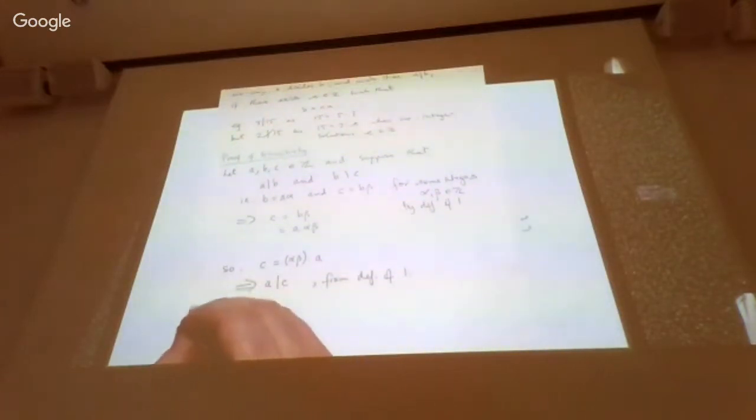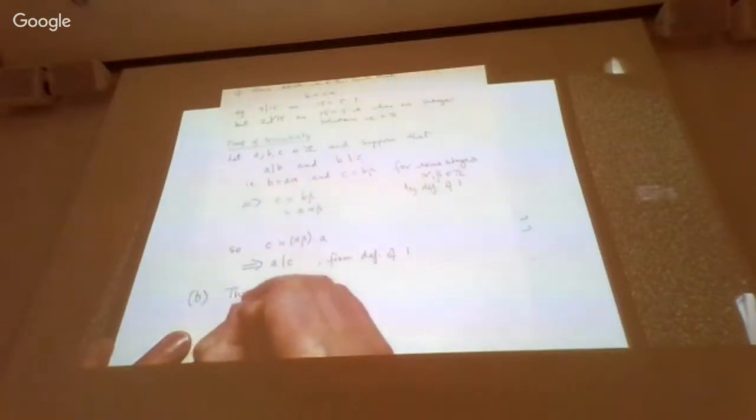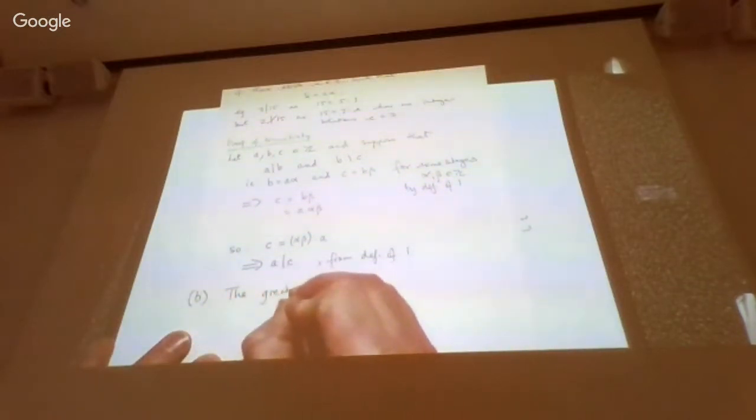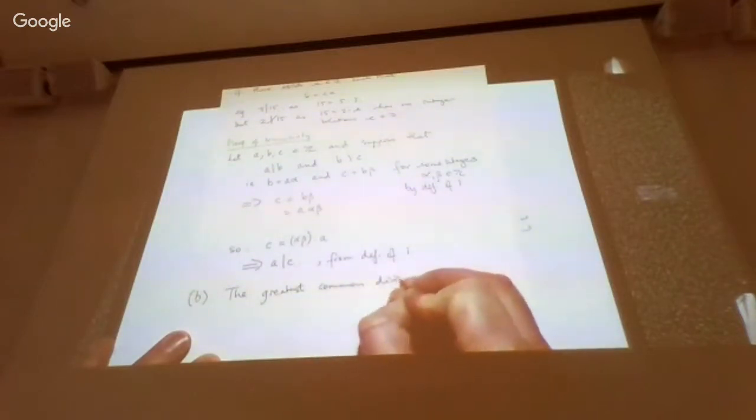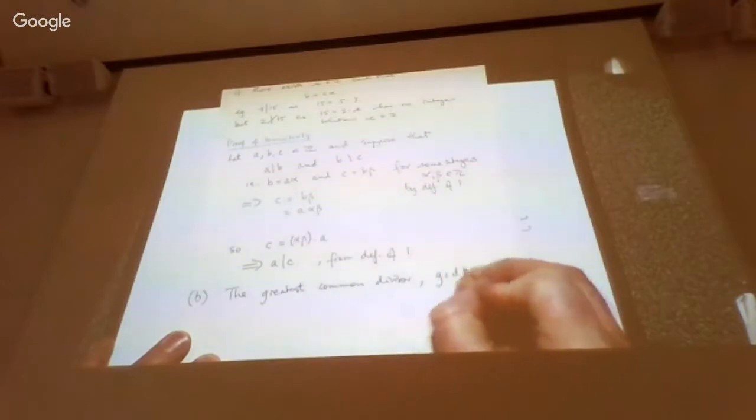Okay. Question B is, again, another definition one. Write down the definition of the GCD of A and B and explain how the value of GCD(A, B) is characterized in terms of linear combinations of the two integers A and B. Okay, so first our definition. So we'll spell out what it is. It stands for the greatest common divisor, written GCD(A, B).